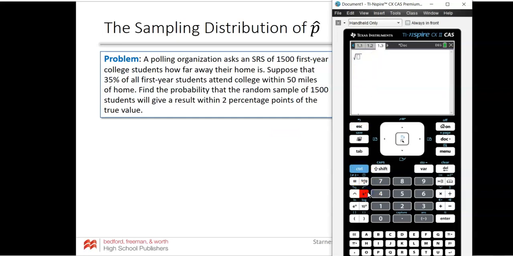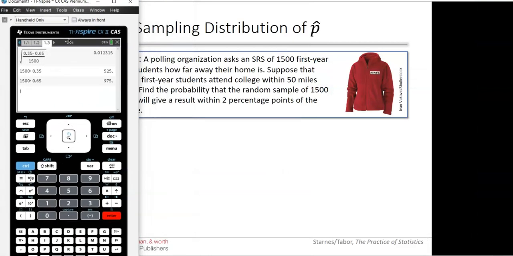So the square root of PQ, which is 0.35 times 0.65, 1 minus 0.35, over 1,500. So we get that. Okay, so then we do the NP. So it's going to be 1,500 times 0.35. That's at least 10, and then 1,500 times 0.65 is at least 10 failures. So we have at least 10 successes, at least 10 failures. We can use the normal model for this.